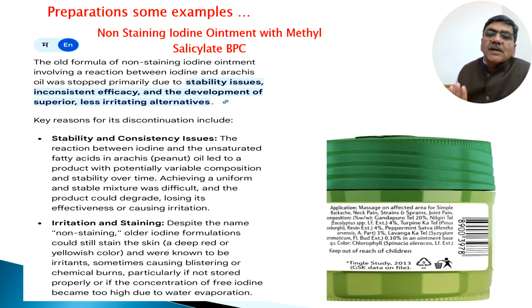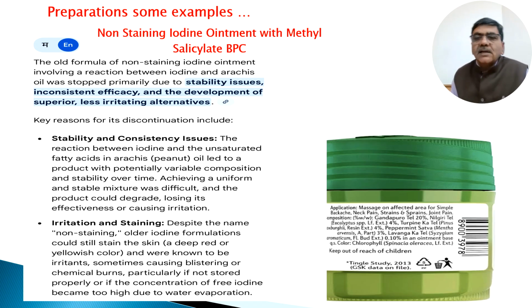They prepared the pain analgesic formula, including turpentine oil, nilgiri oil, eucalyptus oil. Different oils they are using. So they are not going as per the BPC formula, that is non-staining iodine ointment with methyl salicylate. But in 2024, when the council is proposing a new syllabus, it has this non-staining iodine ointment with methyl salicylate. So we should concentrate on that.